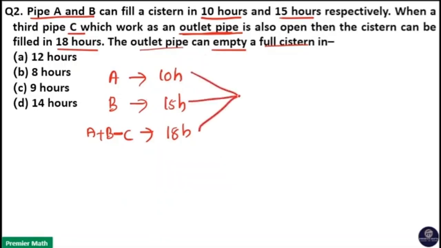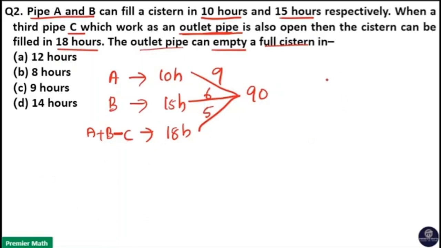So take the LCM. The LCM of 10, 15 and 18 is 90, that is, 10, 15 and 18 all go into 90. So 10 goes 9 times in 90, 15 goes 6 times in 90 and 18 goes 5 times in 90. That means the full cistern capacity is 90 liters, A's efficiency is 9, B's efficiency is 6, and A, B and C's combined efficiency is 5.